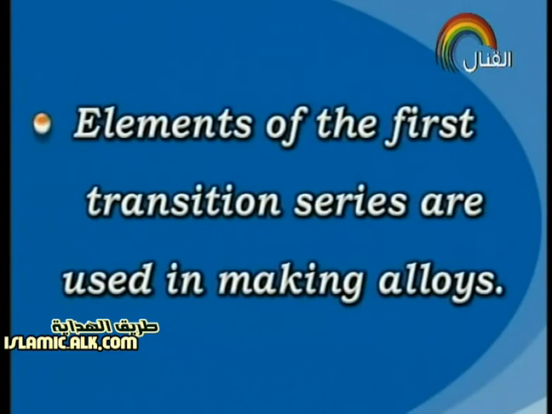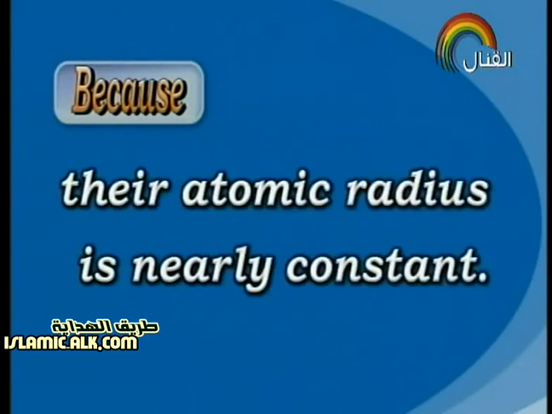Now, my dear students, we can use this property, that the radius is nearly constant, in that the elements of the first transition series are used in making different types of alloys. The reason for making different types of alloys from the first transition series is that their atomic radius is nearly constant.